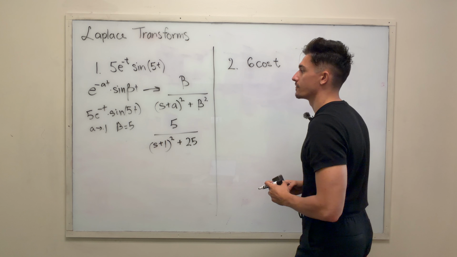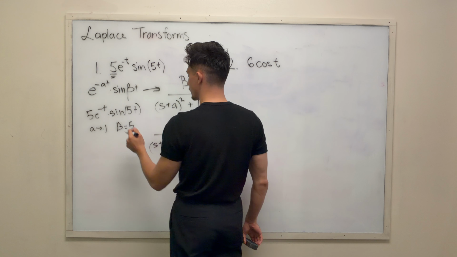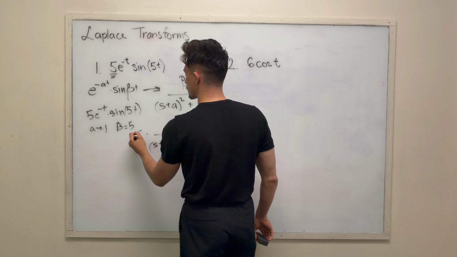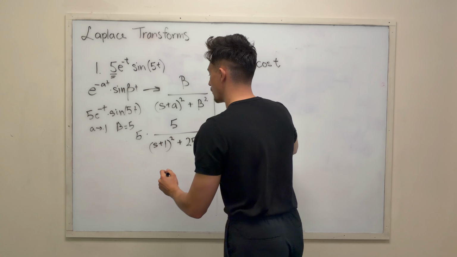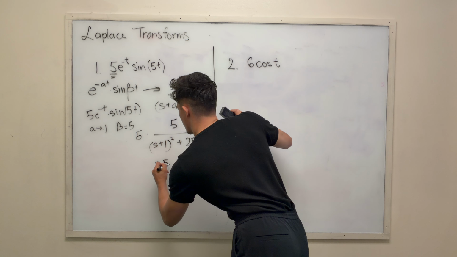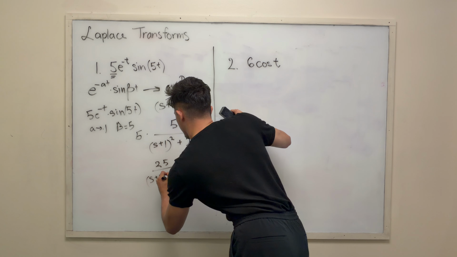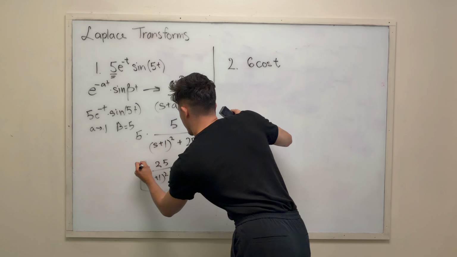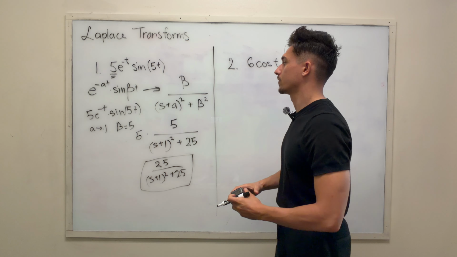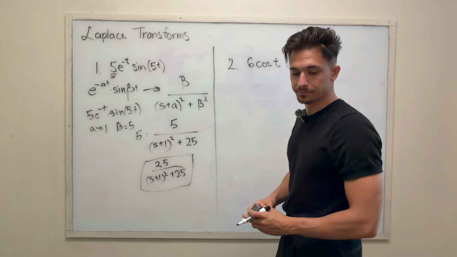And the only thing we have left is, if you remember, we want to not forget this coefficient over here, which is 5. So we multiply this whole thing by 5. And so our solution for this problem would actually be 25 over s plus 1 squared plus 25. So that's our conversion from the time domain to the s domain for this function.